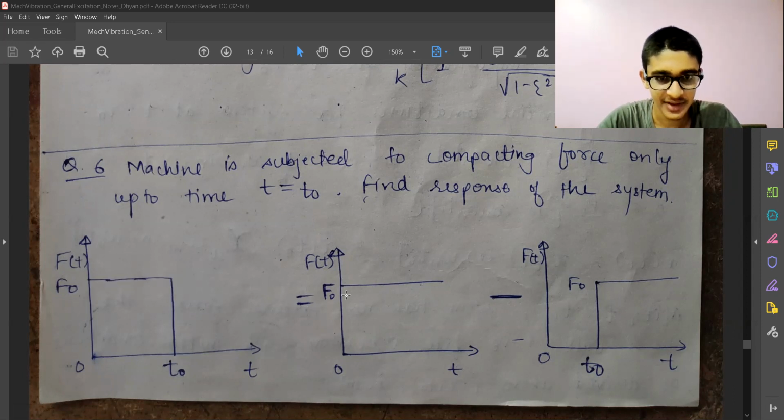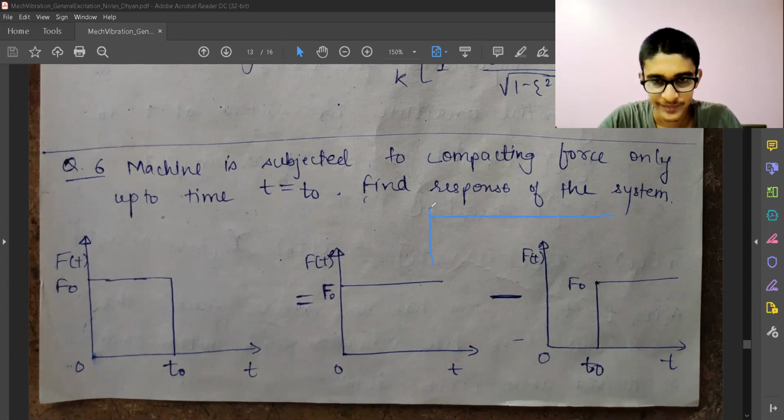So this can be represented by this, where we have a forcing function which is continuously available for time 0 to infinite, and the value is same as f0. And then we can subtract another forcing function which is starting at t0, and the value is same as f0. Or the second option can be, we can use another forcing function which is like this.